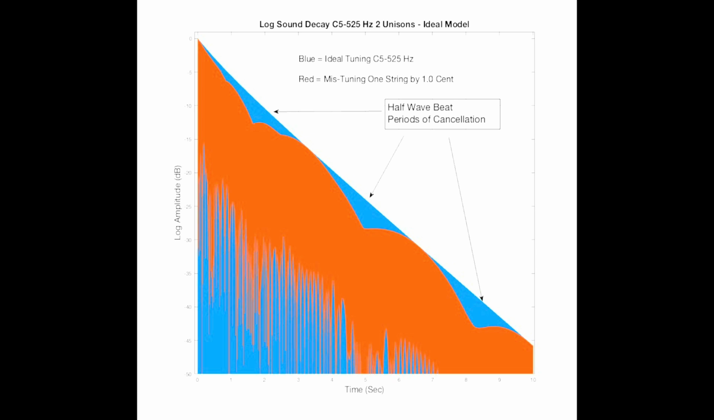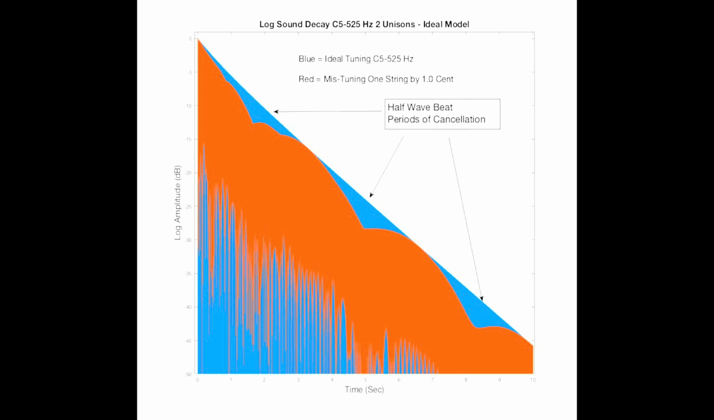A 1 cent difference at 525 hertz, that is the C5 note, is a difference of 0.3 hertz, so that the half-wave period difference of the 2 strings is 1.67 seconds. Every 1.67 seconds, we see and hear a null, followed by a rise, followed by another null again, as every half-wave of the difference in frequency between the 2 strings is from waveform cancellation.